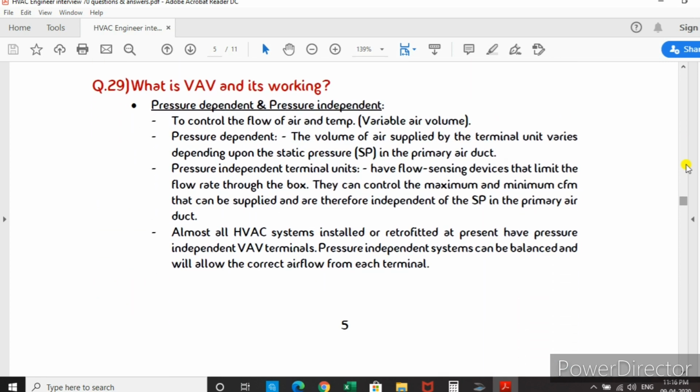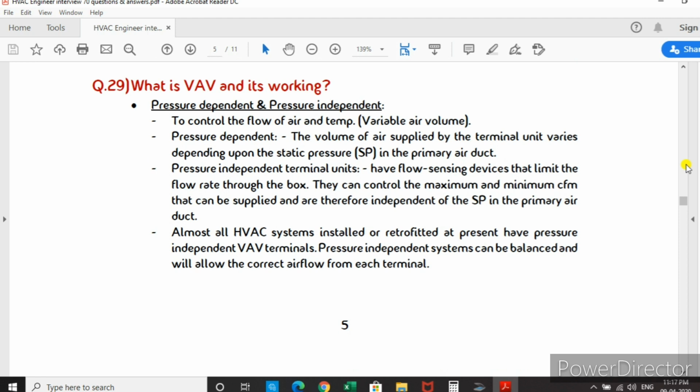Q. What is VAV and its working? Pressure dependent and pressure independent. To control the flow of air and temperature. Variable air volume. Pressure dependent, the volume of air supplied by the terminal unit varies depending upon the static pressure, SP, in the primary air duct.